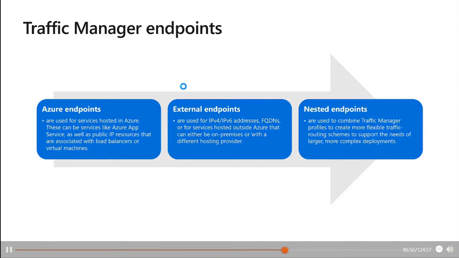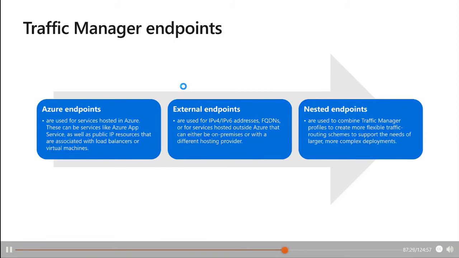In case that one is not working, I can have a second priority rule that says go to this web app. And then, of course, I need to have a copy of that web application running on Azure Web Apps. That's the service I'm going to use in case the first one is not working. So that's using external endpoints.